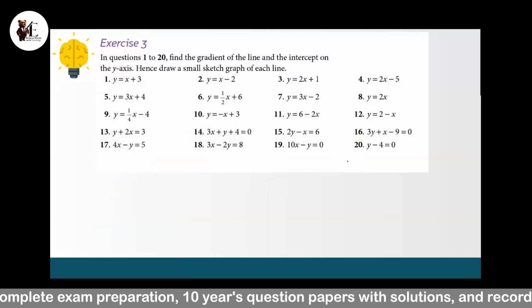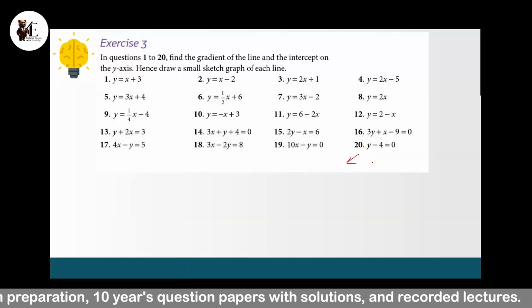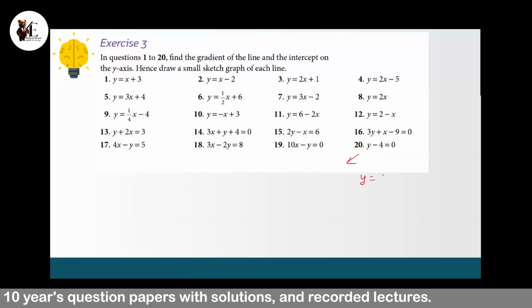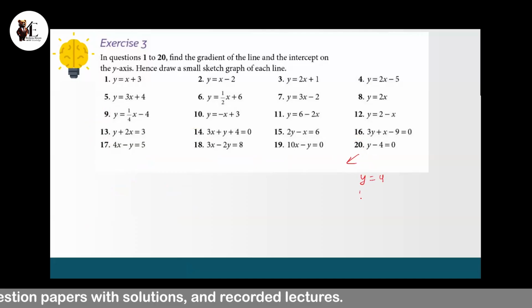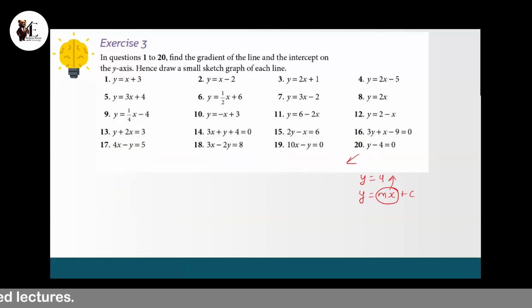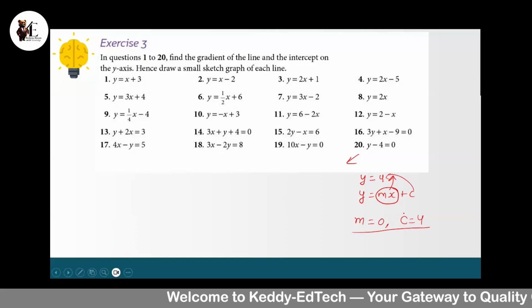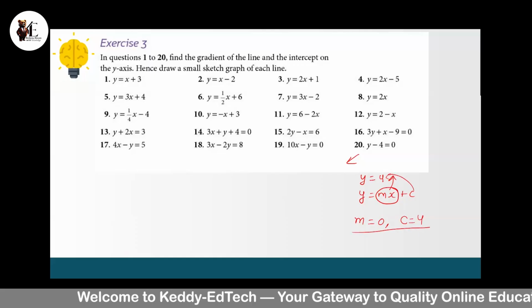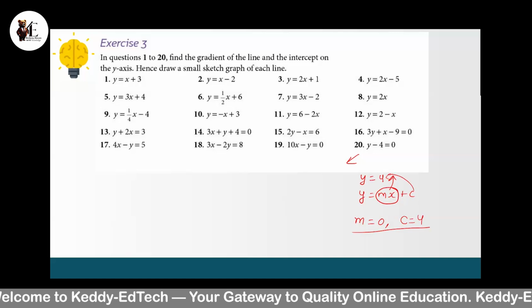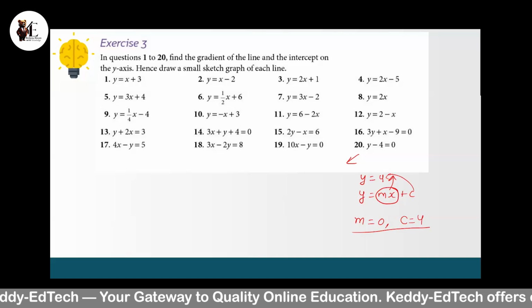So let's do this. So y minus 4. So we'll transpose this -4 on the other side. So y is equals to 4. And if I compare this with the standard form, that is y is equals to mx plus c, here there is no x term. So it means the value of the gradient is 0. And c is the constant term that is present, so the value of constant term will be 4. So m is equals to 0 and c is equals to 4. Okay.